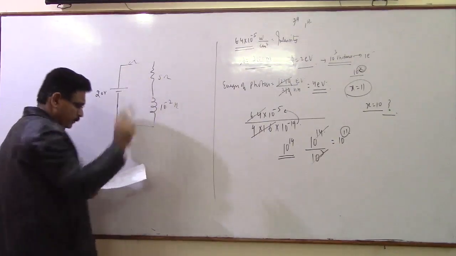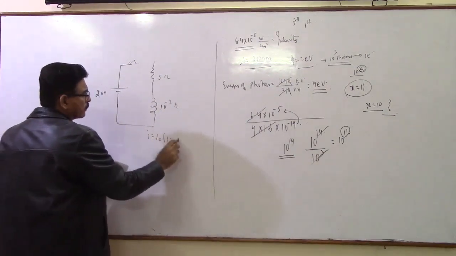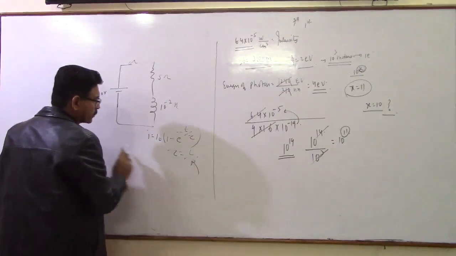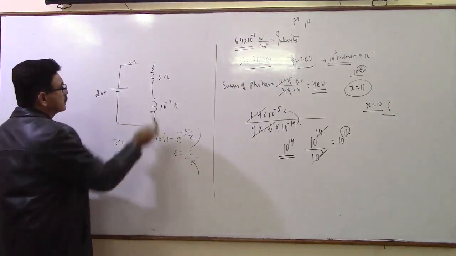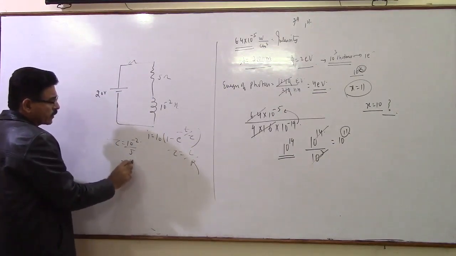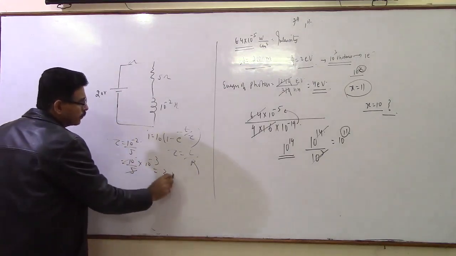You close the switch. You know the formula is standard. I is equal to I naught into 1 minus e to the power of minus t by tau, but tau is equal to L by R. So I begin by calculating the tau. Tau is 10 to the power minus 2 by 5, that is 10 into 10 to the power minus 3 by 5, that is equal to 2 milliseconds.